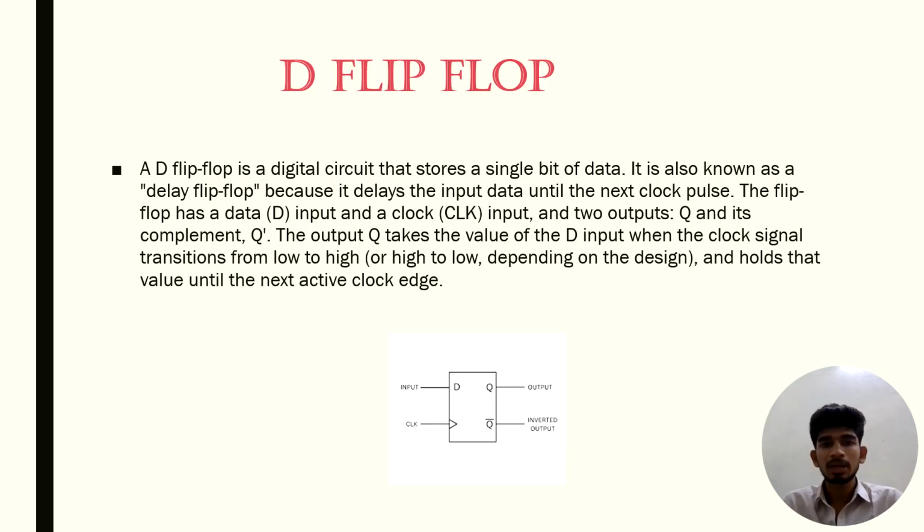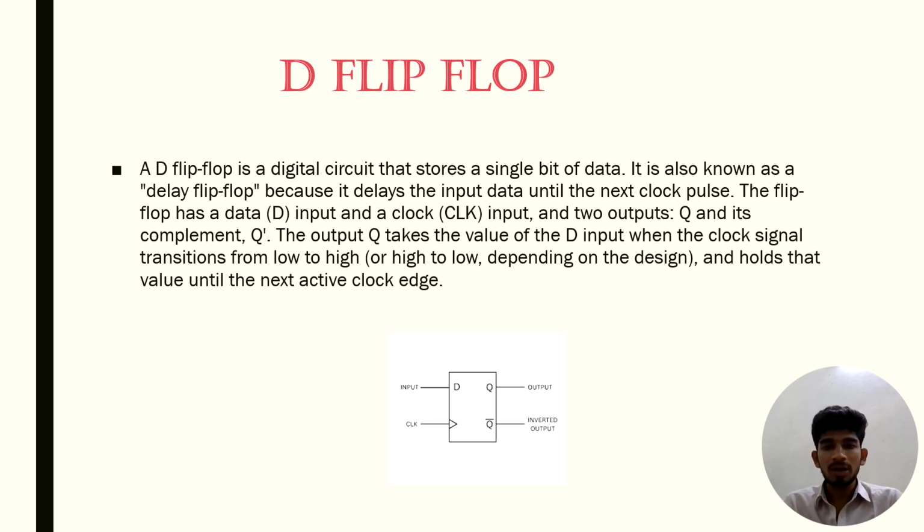D flip flop is another type of flip flop. A D flip flop is a digital circuit that stores a single bit of data. It's also known as a delay flip flop because it delays the input data until the next clock pulse. The flip flop has a data D input and a clock input, and two outputs, Q and Q bar, which is the complement. The output Q takes the value of the D input when the clock signal transitions from low to high or high to low, depending upon the design, and holds that value until the next active clock edge.